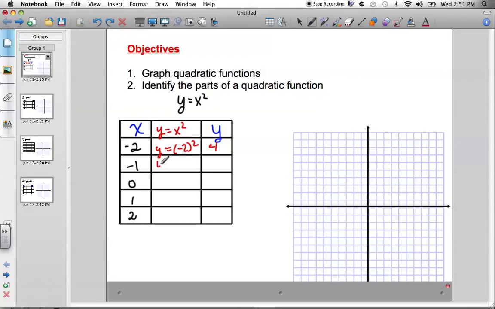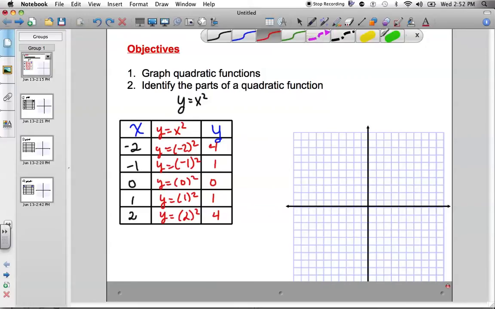You're going to do the same thing with all of your input values. -1 in parentheses squared is 1. 0 squared is 0. And so as we go through here, 1 squared we get 1. You notice you'll get some of the same values as we go through. 2 squared you get 4. Okay. And now we have a set of ordered pairs that we can use to help us graph.